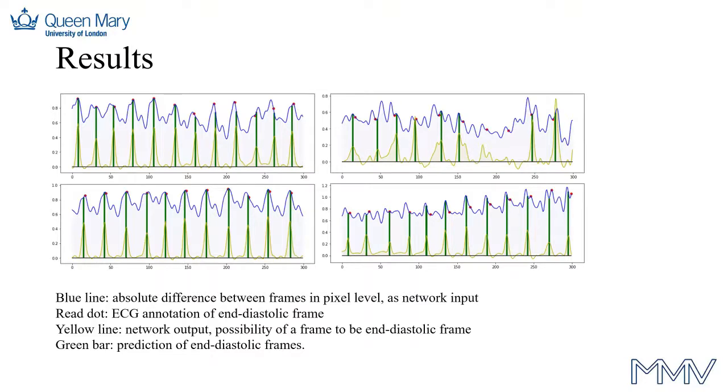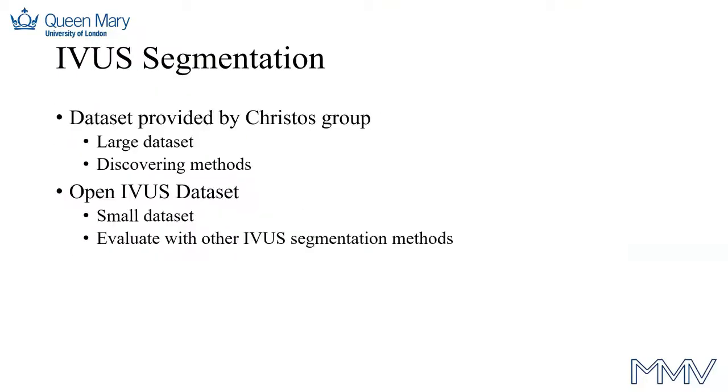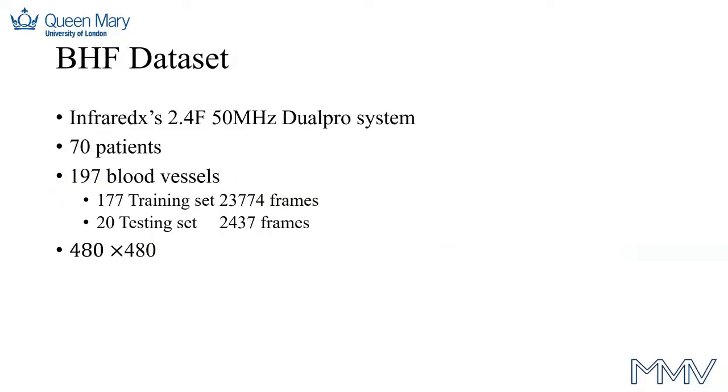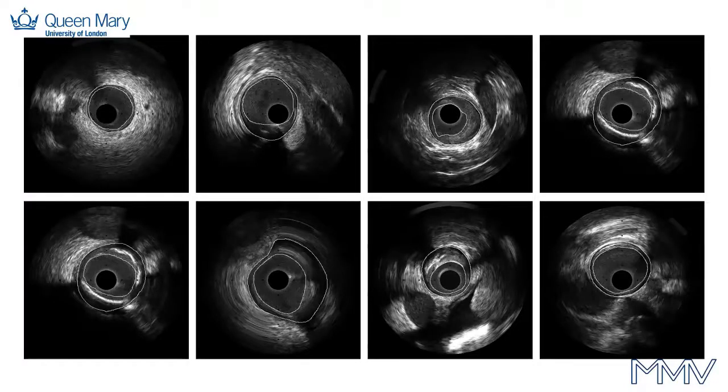The green bars show network predictions, and the red dots show the real ED frames. You can see that this method captures most of the ED frames. And when you have the ED frames, you can finally do the segmentation. For this task, we collected the biggest IVUS dataset in the world, nearly 200 vessels annotated over nearly 2 years. You can see some examples here.